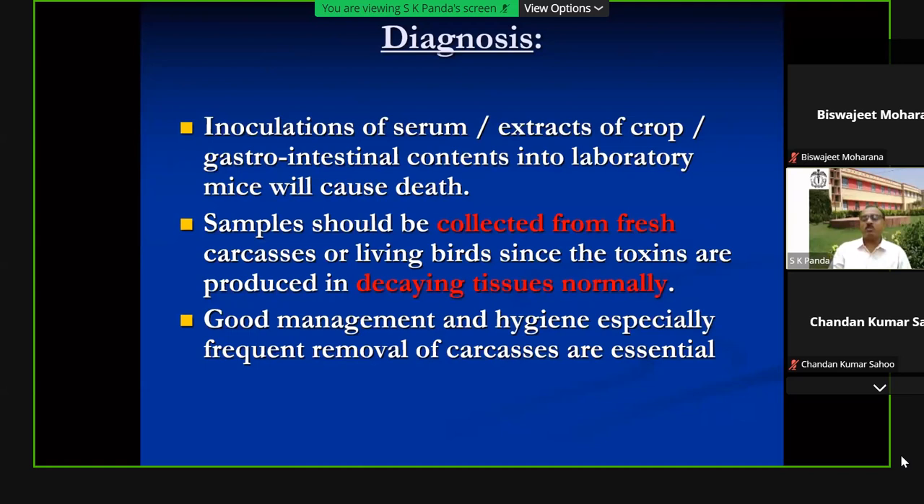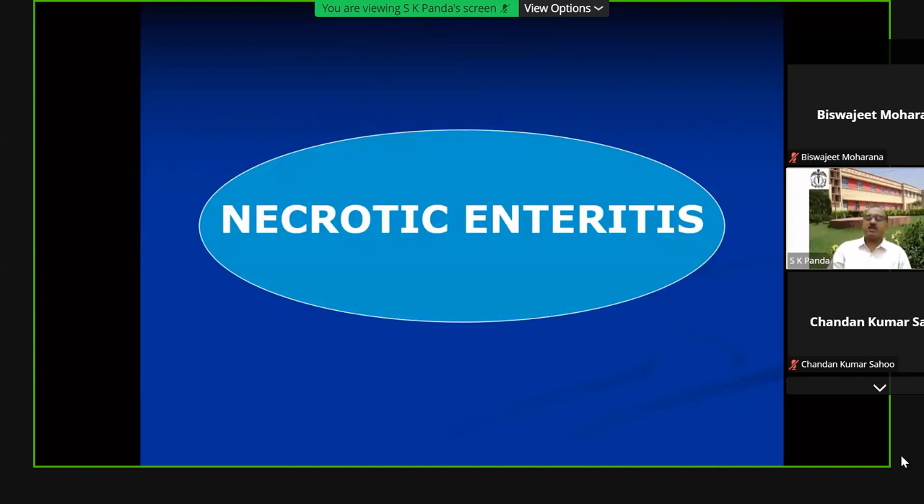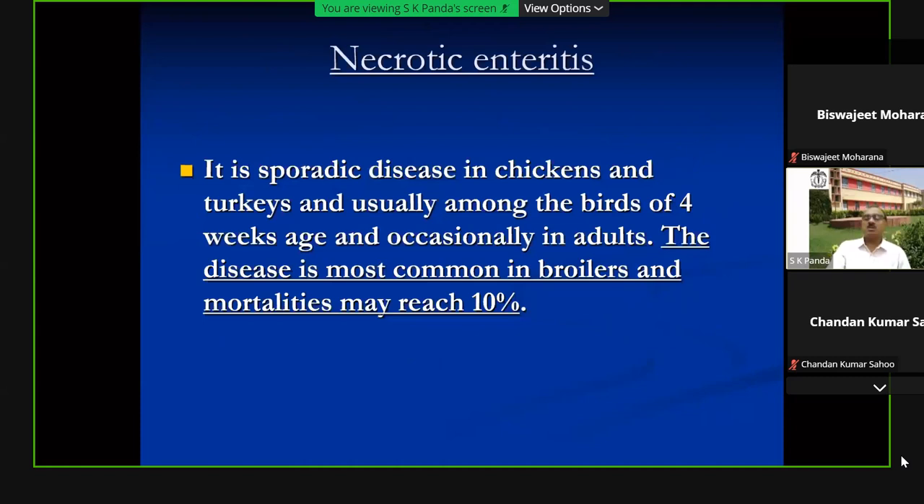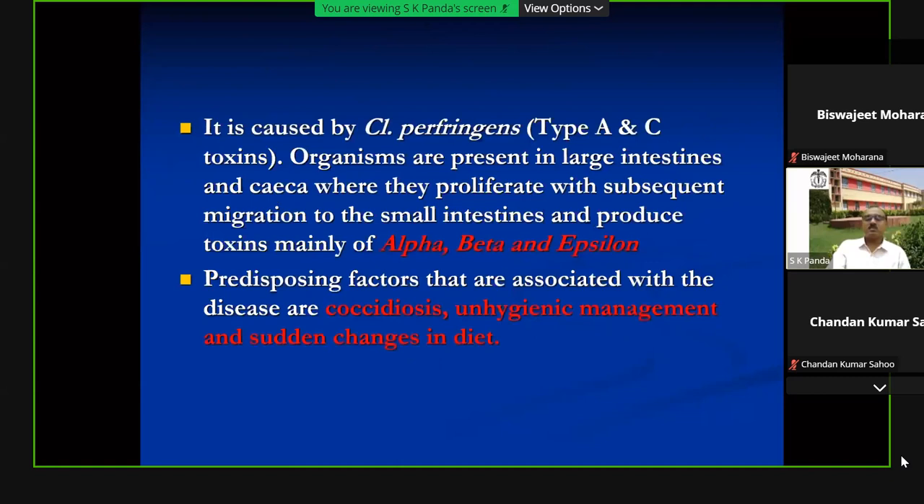Then again, another important entity of Clostridia, necrotic enteritis, is very, very common nowadays. The disease is most common in broilers. Clostridium perfringens type A, C toxins, organisms are present in the large intestine, cecum, and predisposing factors are any bacteria, parasite, or anything which affects the intestine, then Clostridium perfringens will do more harm. Coccidia, unhygienic management, and sudden changes in the diet will contribute to aggravation of this, and you will find necrotic enteritis.